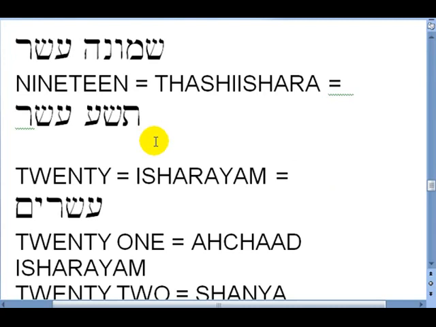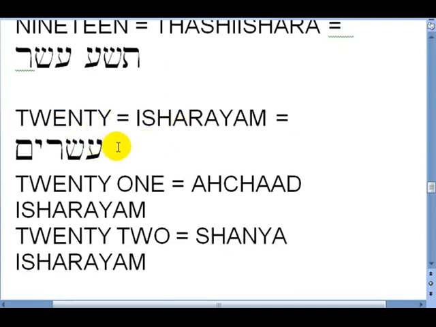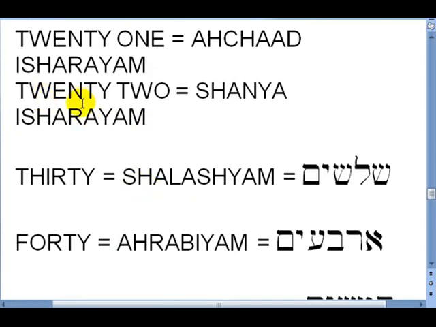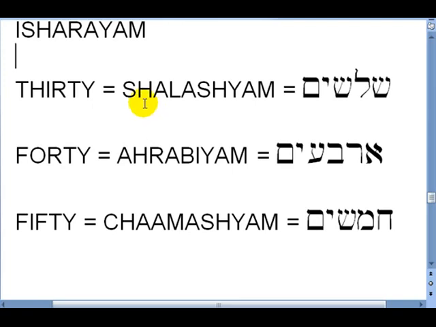Same thing when you get down to 20. 20 is Aisharayum, which is 10 plural. And then if you want to make it 21, you will put Akkad, which is 1, Aisharayum, which is 20. So on and so forth, all the way till you get down to 30. Now when you get down to 30, 30 is Shalash Yum. Shalash is 3, and the Yum is like making it plural. So Shalash Yum is 30.